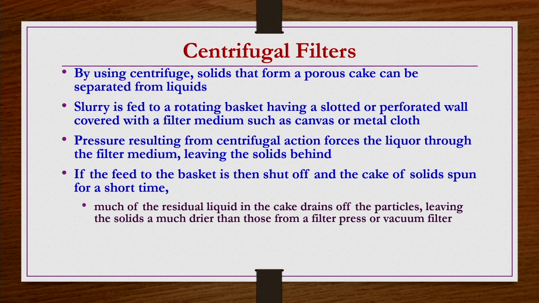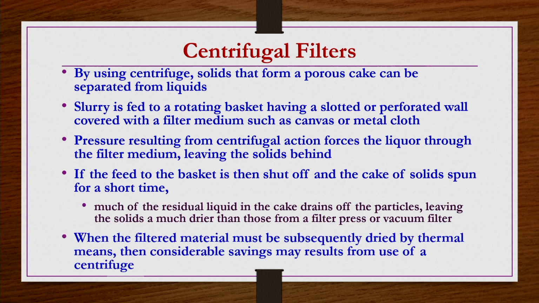If the feed to the basket is then shut off and the cake of solids spun for a short time, much of the liquid in the cake drains off the particles, leaving the solids much drier than those from a filter press or a vacuum filter. When the filtered material must be subsequently dried by thermal means, then considerable savings may result from the use of a centrifuge.